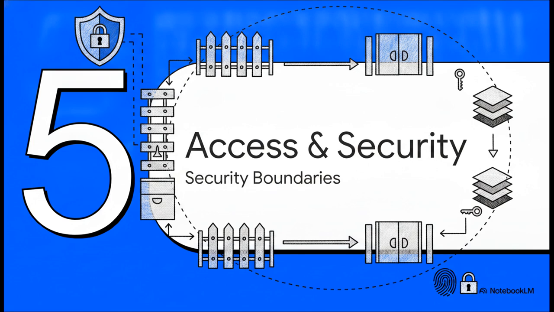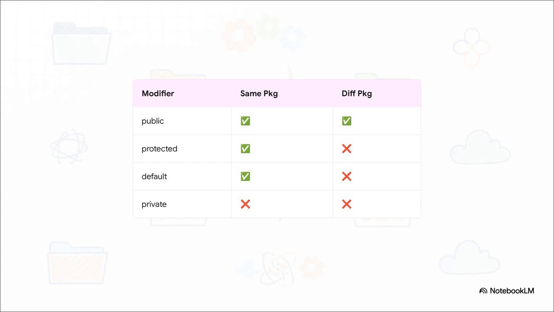Access Modifiers and Security. Okay, I want you to really focus on this matrix for a second, because it determines exactly who gets to see your code. Think of packages as strict security boundaries. Look at the top row. If a class is public, it can be accessed from absolutely anywhere, even different packages.